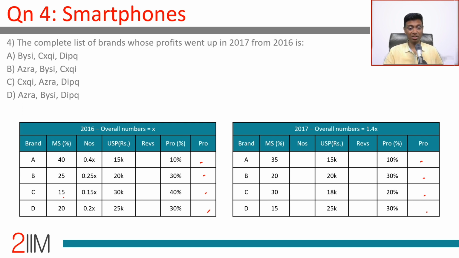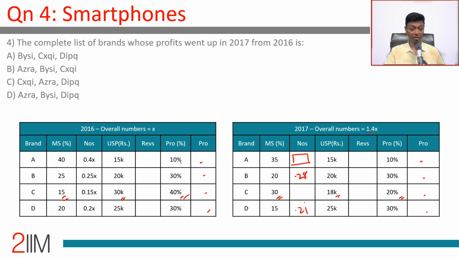Here the market share of C doubles. Right? This USP falls, profitability halves. And so here the numbers, the price is same, profitability is same. This is boosted by 40%. 0.35 times 1.4, the number is going to be greater than 0.4. 20 times 1.4 is 0.28. This is greater. 15 times 1.4 is 0.21.